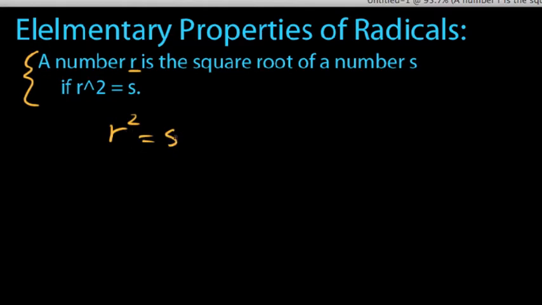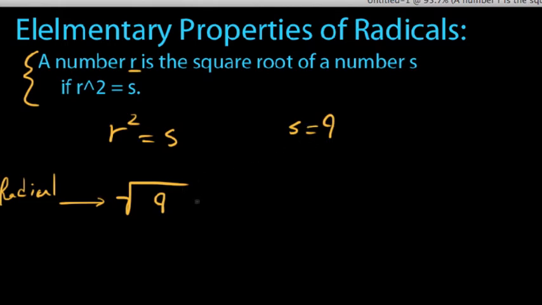Let's introduce ourselves to some notation here. This is referred to as a radical sign. We could also pronounce it as the square root of something. Let's say we take the square root of 9. Recall that r is the square root of this number s if we can square r and get the number s, so 9 is our s in this instance. What is the square root of 9? What we're really looking for is the number that, when we take it times itself, we get 9.